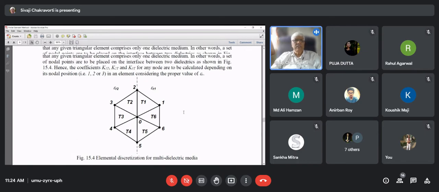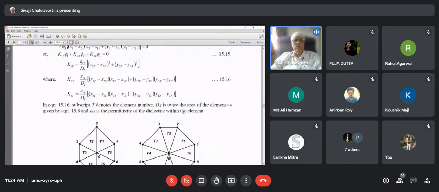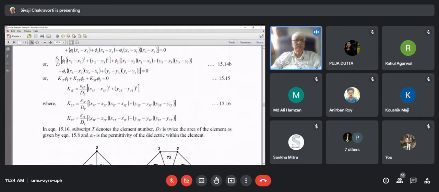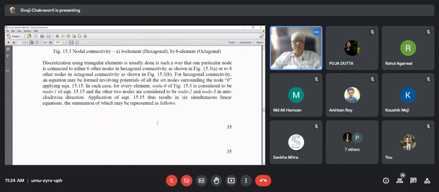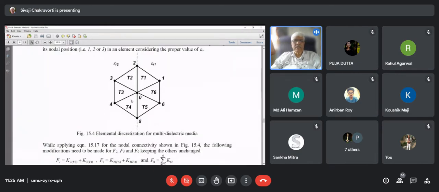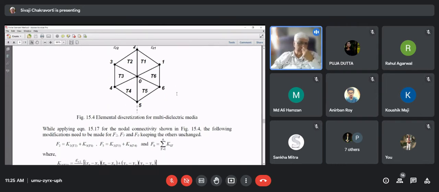Then, going back to that basic equation 15.16, look at the other terms. They are just the coordinates of the nodes, nothing else. Therefore, when I write the equation for this two-dimensional system, I simply take any triangle, write down the coefficients, and in that coefficient I just choose the appropriate value of epsilon r.